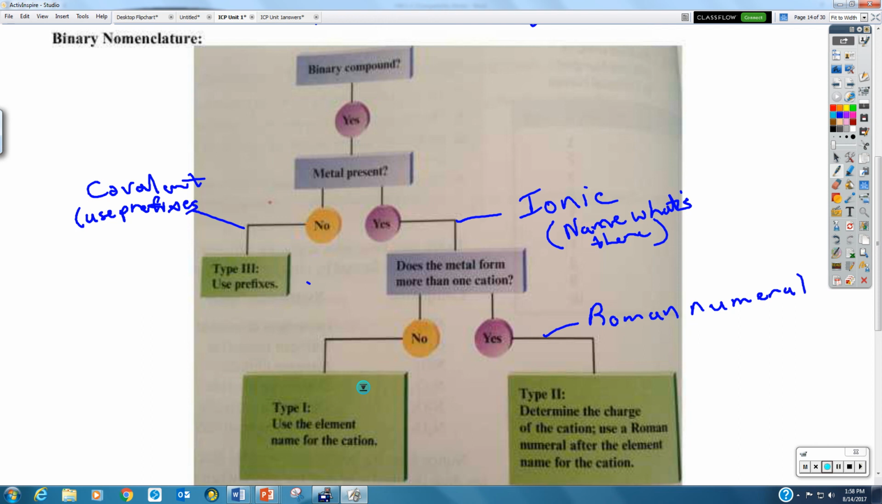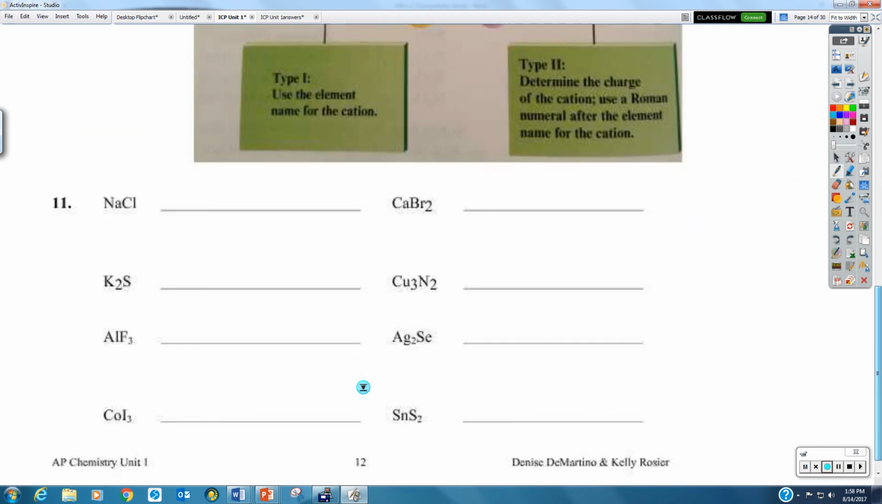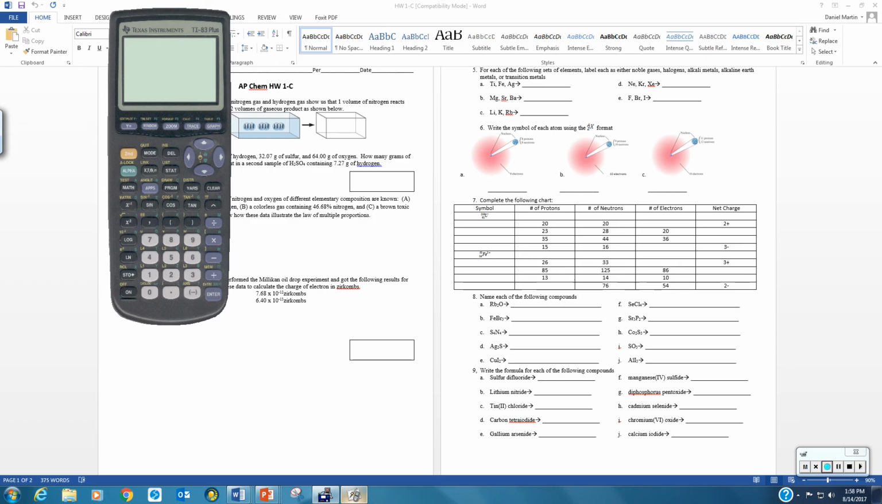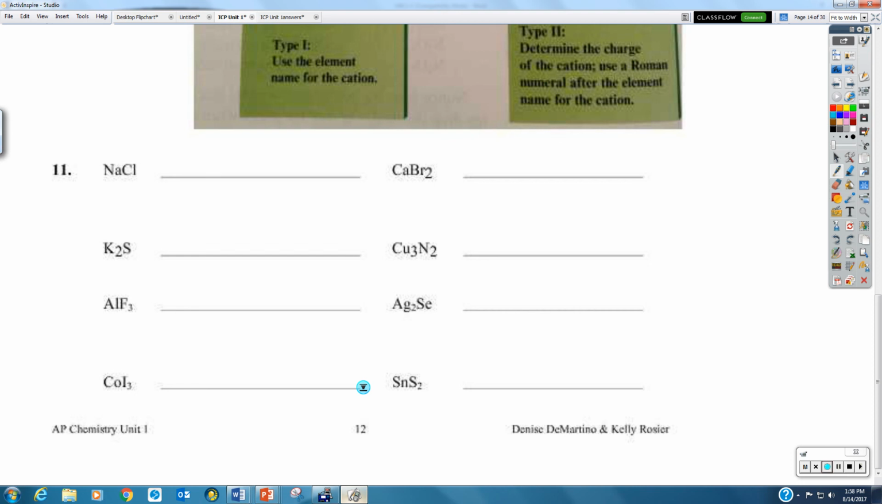All right, I'm not going to do all of these. I'm just going to take a couple of them. So this first set, 11, these are all ionic. So how would we name NaCl? Sodium.